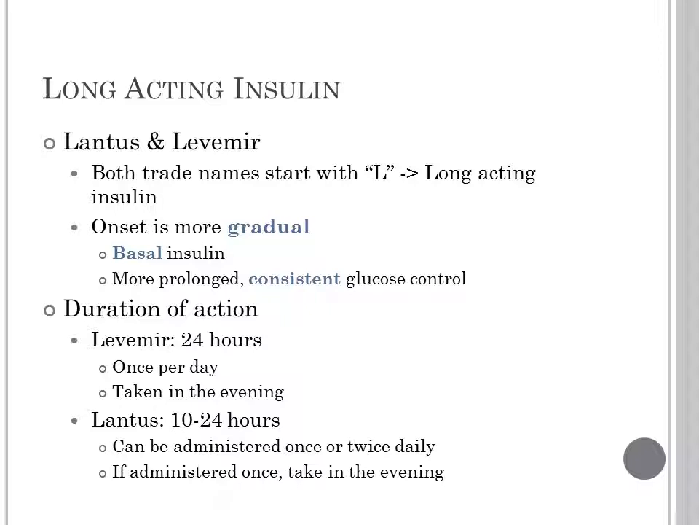The last type of insulin we have to discuss is going to be the long-acting insulin. And the types here are insulin glargine or Lantus, and then insulin detemir or Levemir. These are easy to identify because both of the brand names start with L. So if you can remember L for long-acting insulin, you should do okay in your practice.